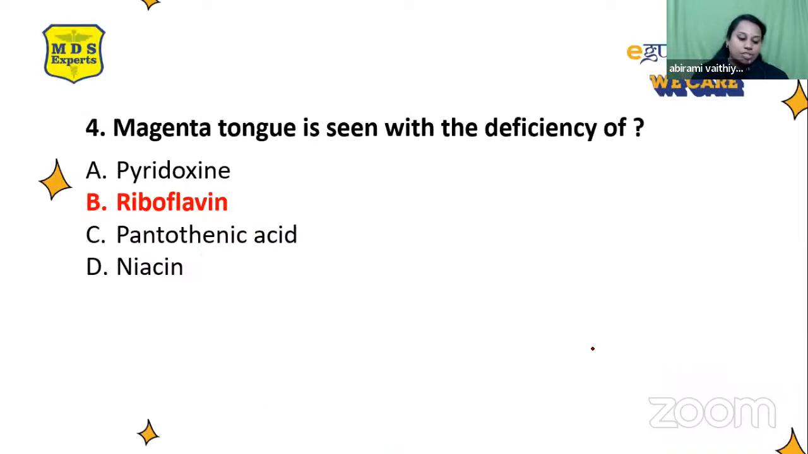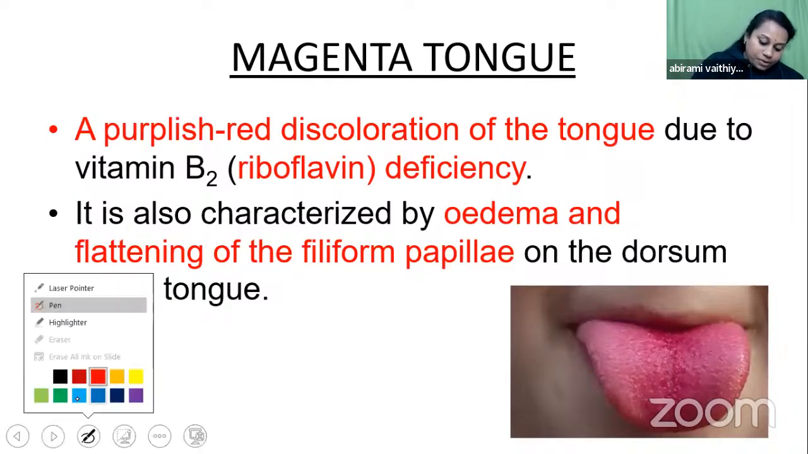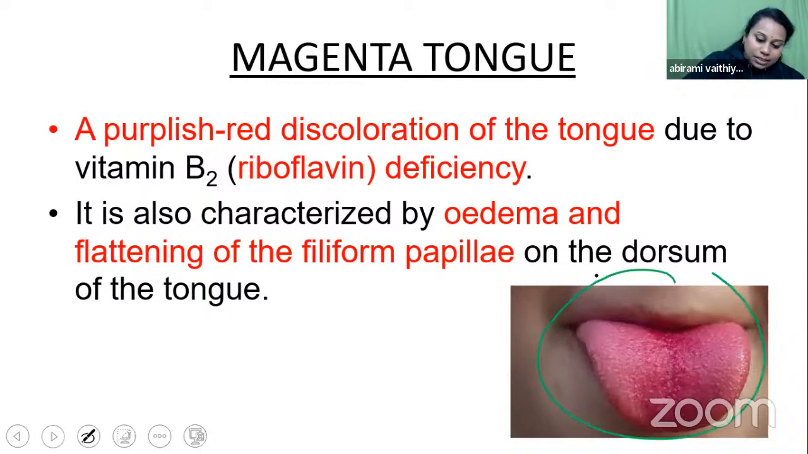Over to our fourth question. Another question again on vitamin. Magenta tongue is seen in deficiency of. The answer is option B, riboflavin. See, this is magenta tongue. You can see in the image, magenta colored tongue. A purplish red discoloration of the tongue due to riboflavin deficiency or vitamin B2 deficiency.